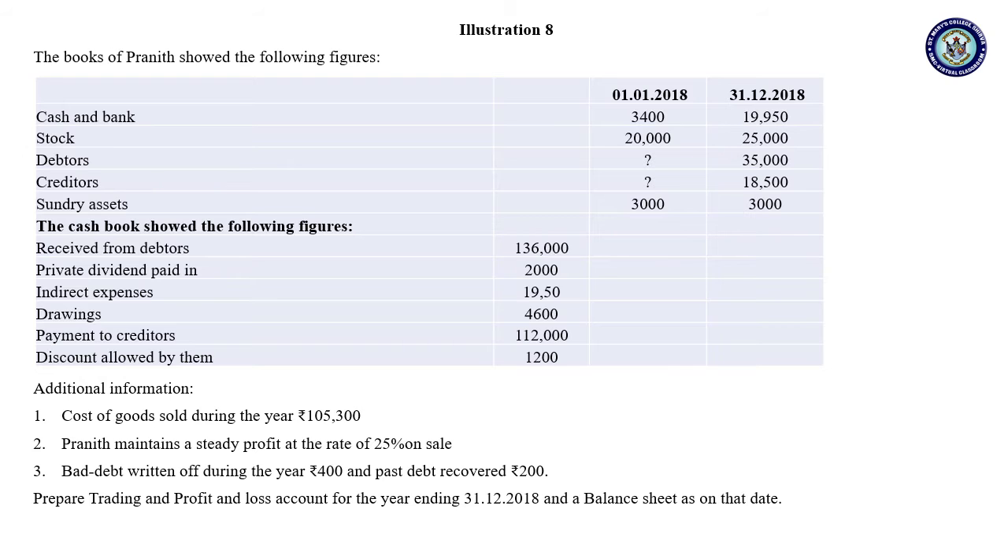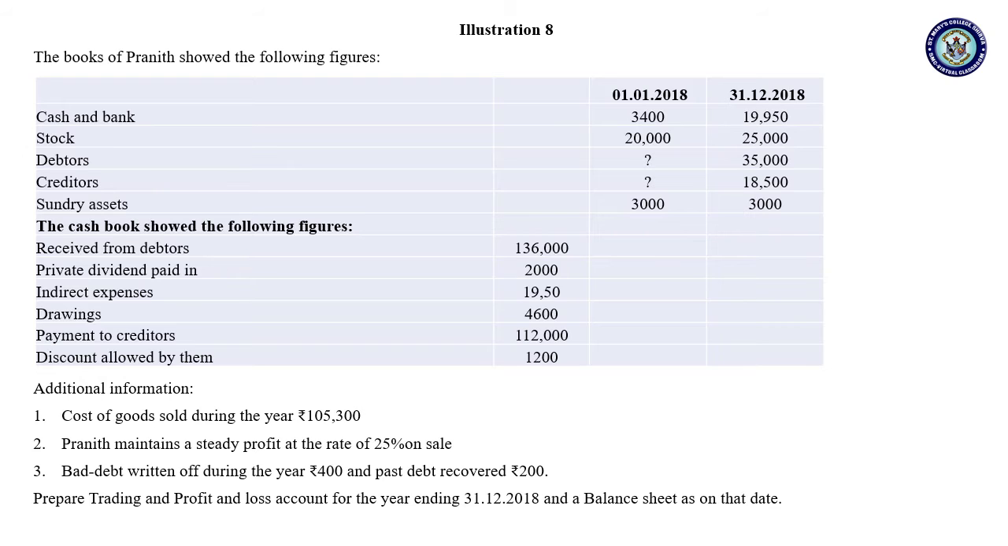Expense means you have to pay, the cash goes out. So indirect expenses account debit to cash account. Indirect expenses, that is a P&L item. Direct expenses, everything will go to the trading item.